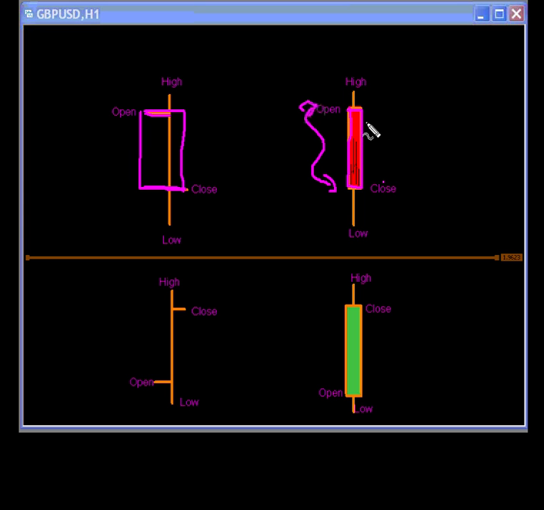The way we know that the open is higher than the close is by the color of the area in the middle. I chose to represent any time the close is lower than the open by coloring the body of the candle, which is this area, red. Again, the information is the same, it's just the way it looks on your chart.